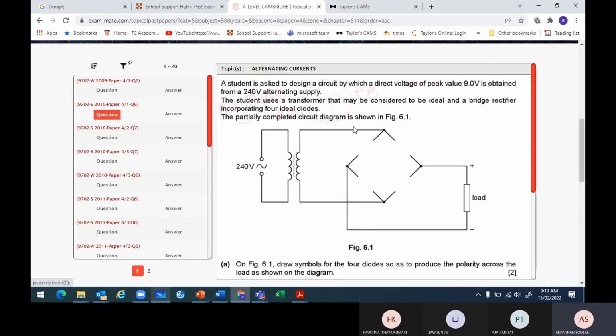Okay, so let's see more questions. Another circuit. For 2 marks: draw symbols for the 4 diodes and produce the polarity across the load as shown. How do you draw? You choose the load junction. The load junction is at the side, so from either here or here, from here maybe. Out like that. So from the left corner the arrow is moving upwards and joins back down. Okay, going down.